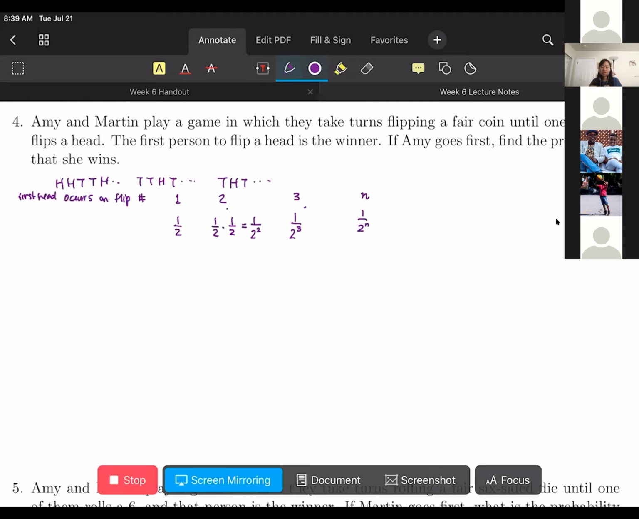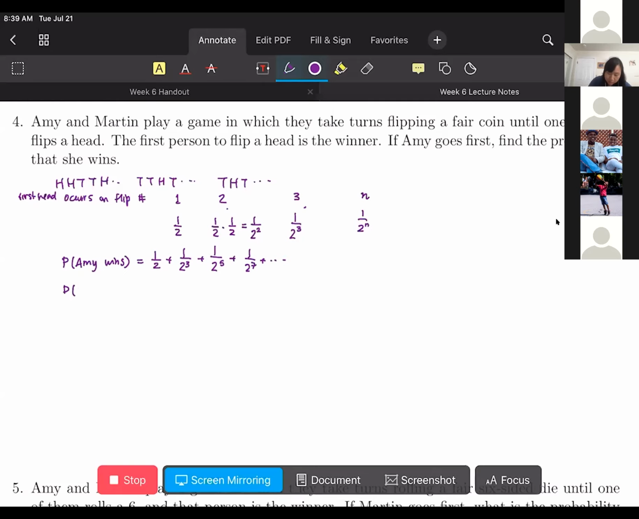So now we could sum these together to get the total probability that Amy wins and the total probability that Martin wins. So the probability that Amy wins is the same as the probability that the first head occurs on flip number 1, plus the probability that the first head occurs on flip number 3, plus the probability that the first head occurs on flip number 5, and basically all the odd numbered flips. So it's actually an infinite series.